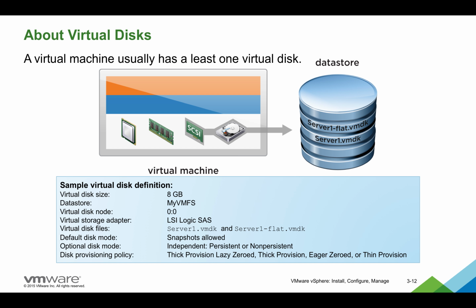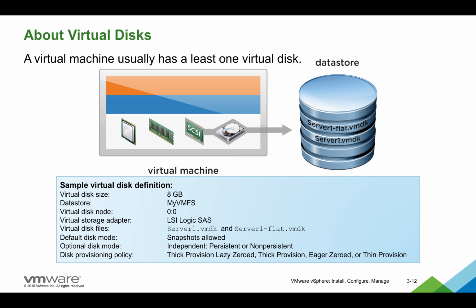The -flat.vmdk file is the one that actually holds the data. So I misspoke earlier. The .vmdk file is a disk descriptor file. The -flat.vmdk file holds the actual data. And there may be more than one of these flat files if the disk is split.